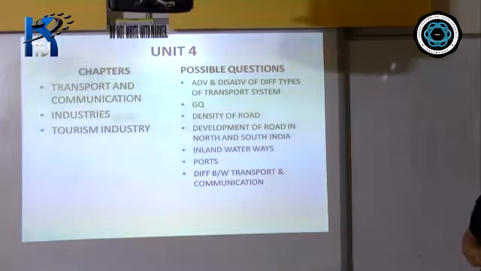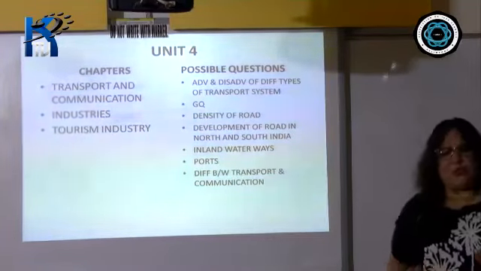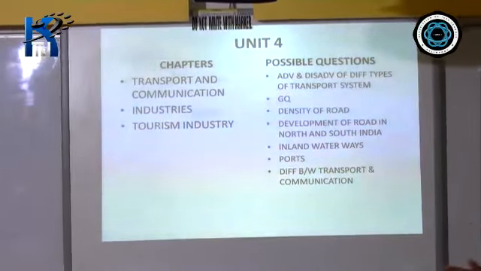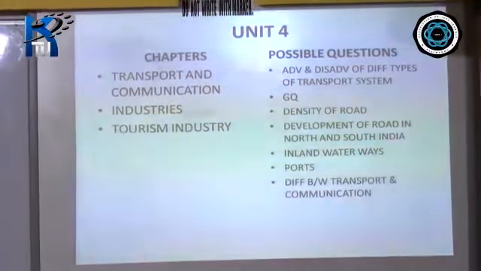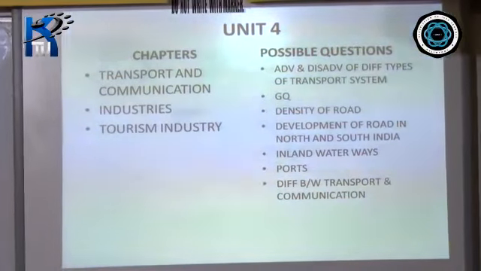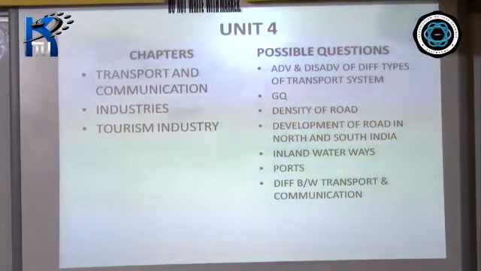Then you come to waterways. But before you come to the waterways, another important question is what do you mean by density of road? It is the length of road per square kilometer. That's density of road. The definition is given in the textbook. Where do you find the density of road more, whether in the northern part of India or in the southern part of India?